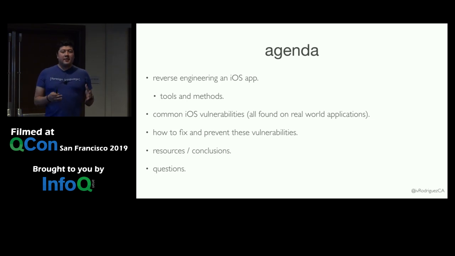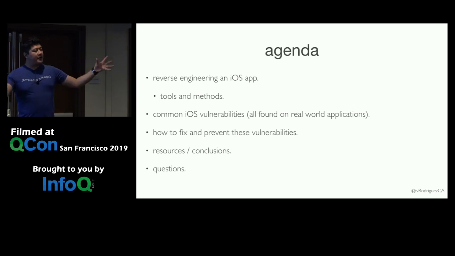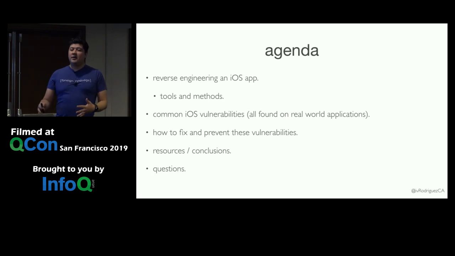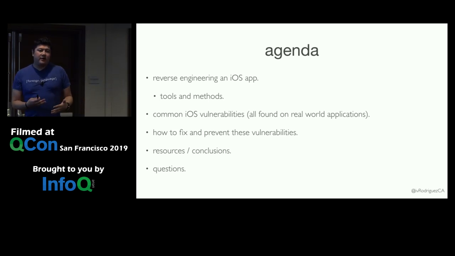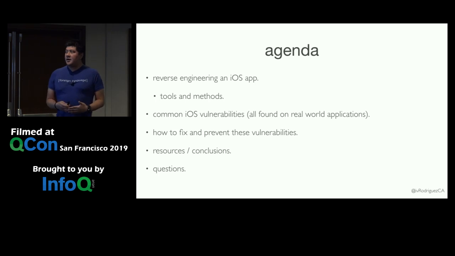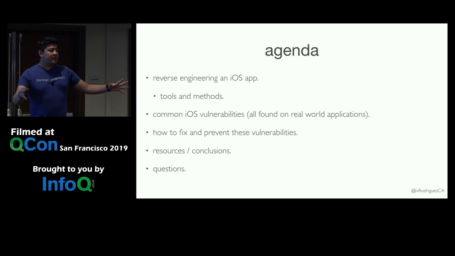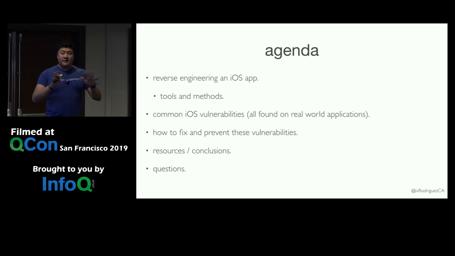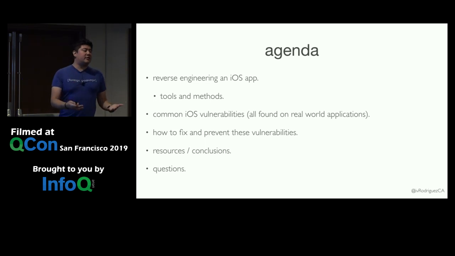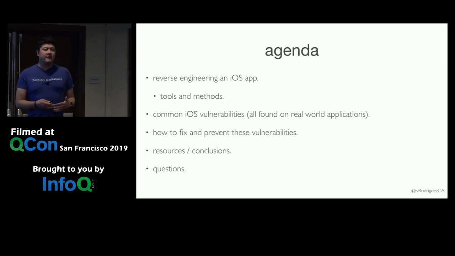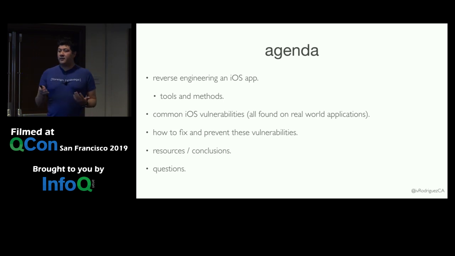Today we're going to talk a little bit about reverse engineering iOS apps at a very high level, because that could be a talk on its own. At a very high level, how do we decrypt iOS apps and transfer them to our computer? We're going to see some tools to do that. Then we're going to see four different vulnerabilities that are very common in many applications. We're going to see some prevention techniques and how to fix them if you already have them in your application. And finally, some resources about this, if you're interested in learning more and experimenting by yourself. And hopefully, we get to some questions.